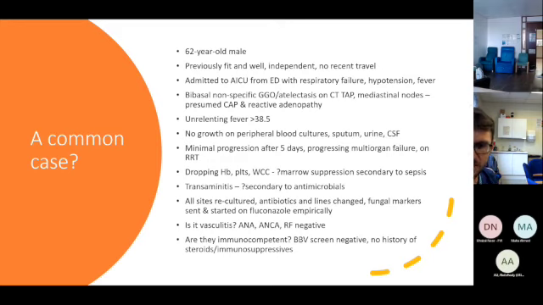Reculture all the sites, change the lines, change the antibiotics, send some fungal markers, put some fluconazole in, send some autoimmune tests. None of that comes back. The bloodborne virus screen is negative. They've not ever been on any steroids or immunosuppressives. I don't know about anyone else, but I feel like I've seen this patient quite a few times.